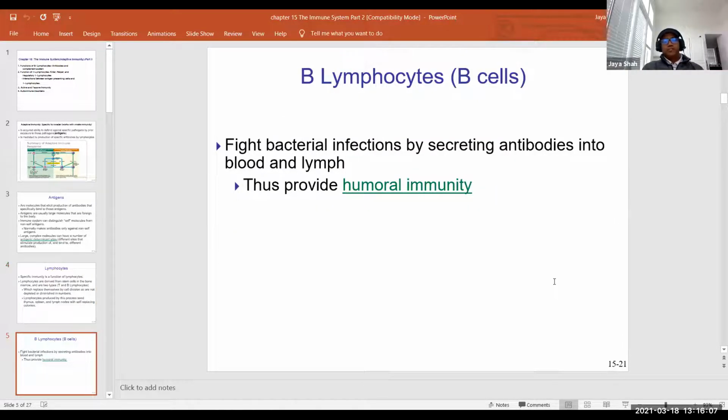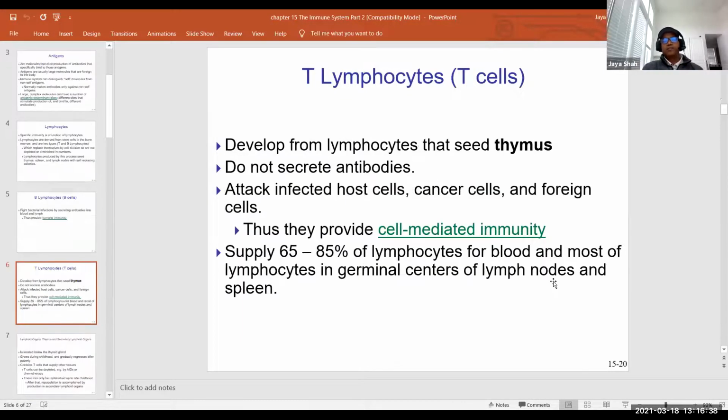B lymphocytes. So which lymphocyte produces antibodies, by the way? T or B? B. B cells produce immunoglobulins, which are called antibodies, and antibodies circulate in your plasma. Plasma is liquid and it is called humor. That's why immunity by B cells is called humoral immunity, because they produce antibodies.